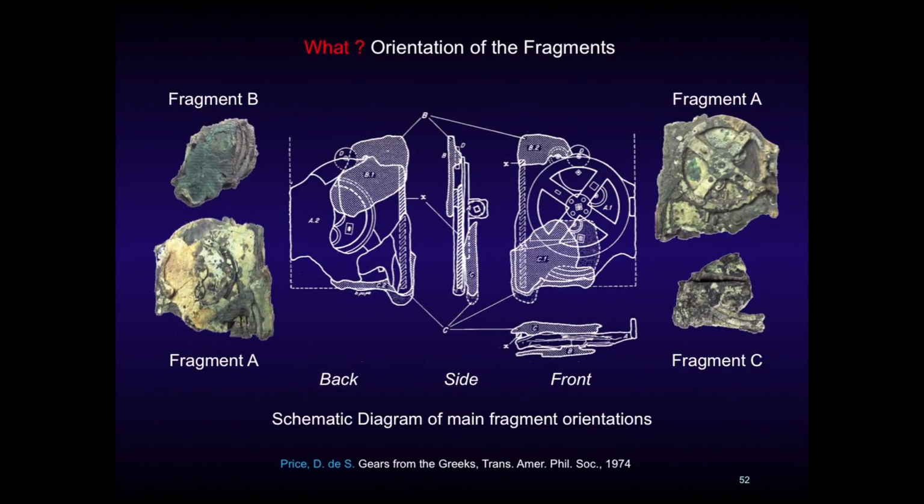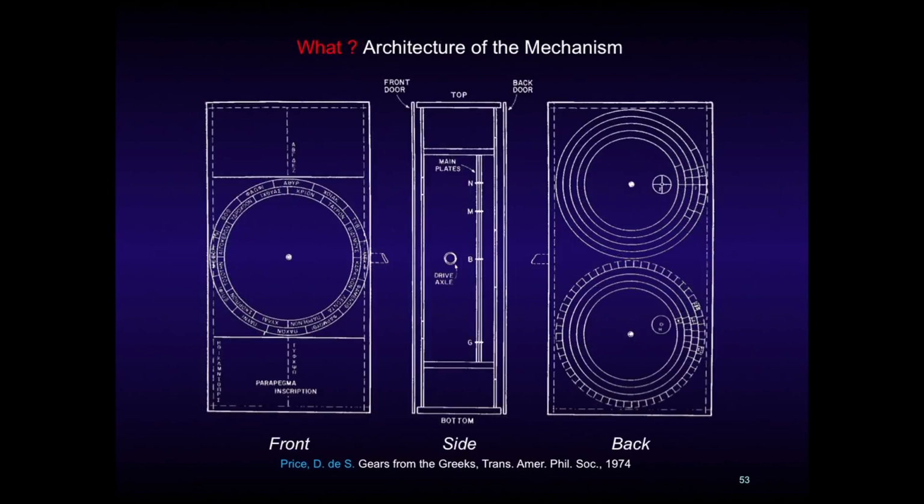It's a fundamental principle that everybody in science goes by. But Price, he didn't get everything wrong. He understood the relative positions of the fragments. He got a huge amount right, in fact, which Rehm had not been able to do. And he put this together into a basic architecture of the mechanism.